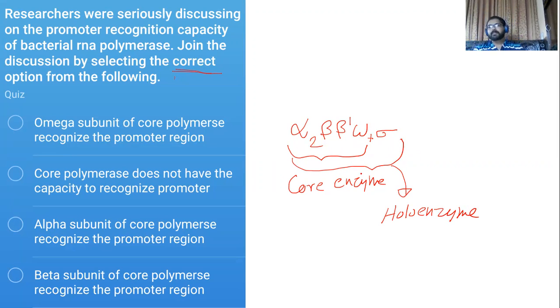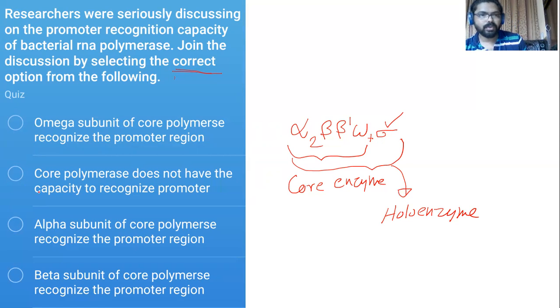And the thing is, the core enzyme does not have the capacity to recognize the promoter region on the DNA. But this sigma factor has the capacity to recognize the promoter region. They interact with this promoter region, the sigma factor. So when this core enzyme associates with this sigma factor, the holo enzyme now has the property to recognize the promoter element on the DNA.